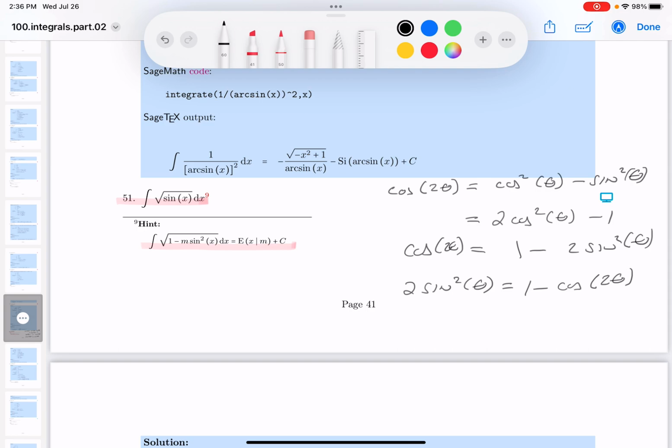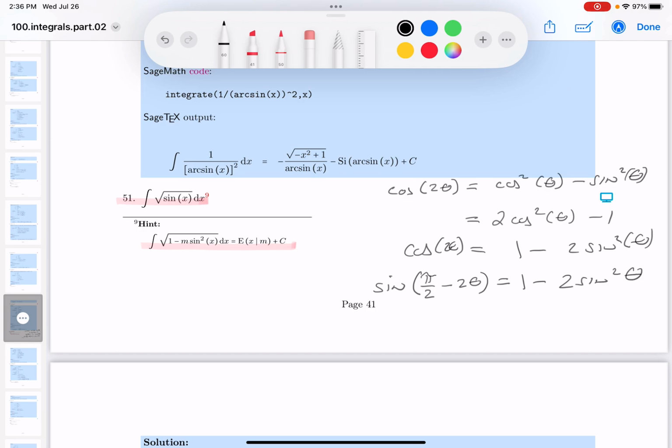Now, I don't think I want to do that. Let me erase that. I don't want to do that. I want to get a sine. So I'm going to use a cofunction identity. And what I'm going to do is write down the cosine as the sine. I'm using a cofunction identity. Sine of pi over 2 minus 2 theta equals 1 minus 2 sine squared theta.